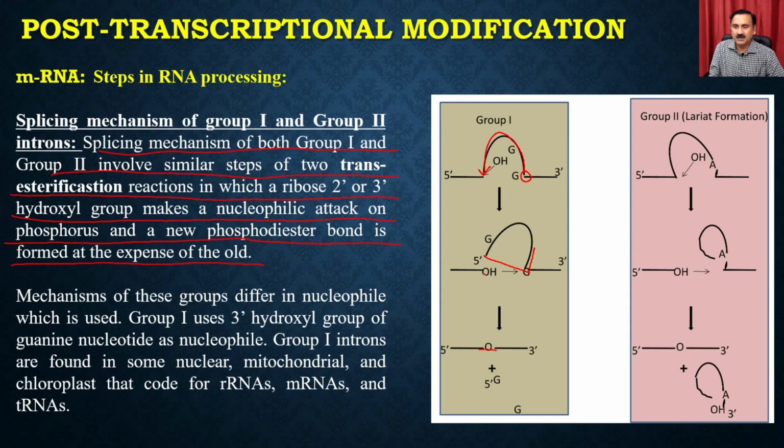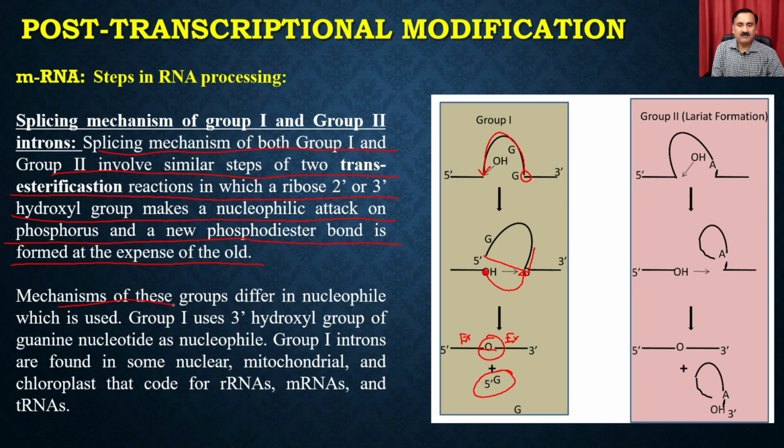and that's how it is going to form a linkage. This OH is going to connect to the phosphate group present here, and that's how it forms a phosphodiester linkage, and that's why this exon and this exon, right, got connected, and this is the spliced intron which is going to be removed.